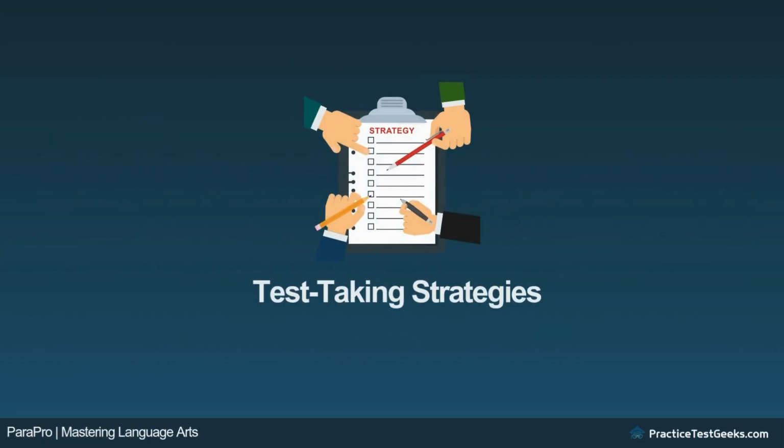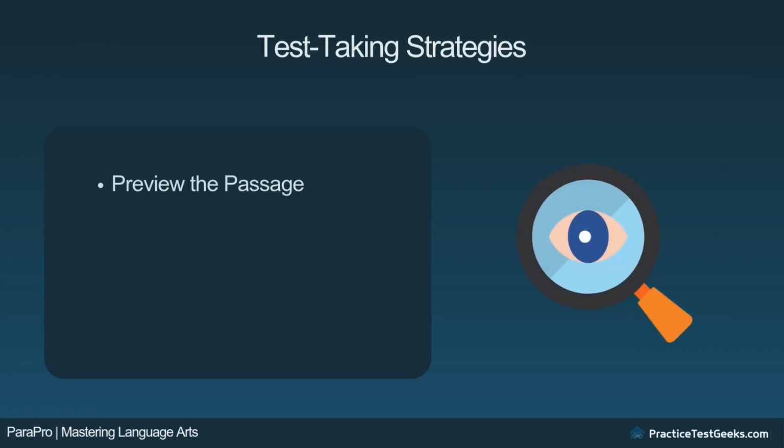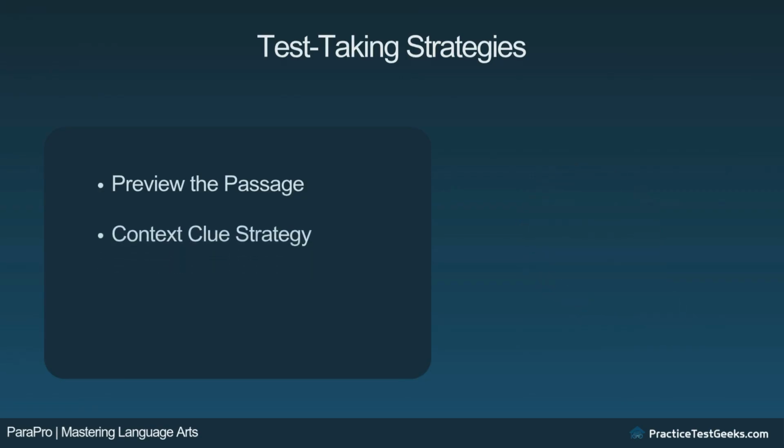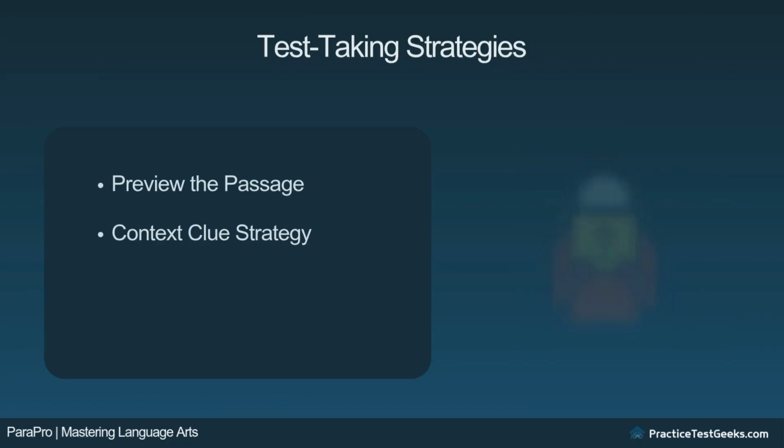Test-taking strategies. 1. Preview the passage. Before reading the full passage, glance at the questions to see which words or concepts you need to focus on. 2. Context clue strategy. If a word is unfamiliar, look for other words or phrases in the sentence that may help define it. 3. Eliminate incorrect answers.